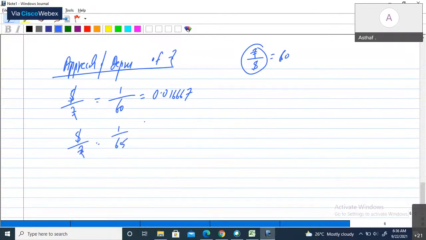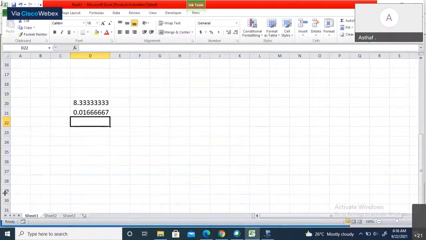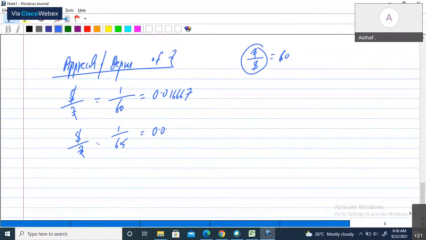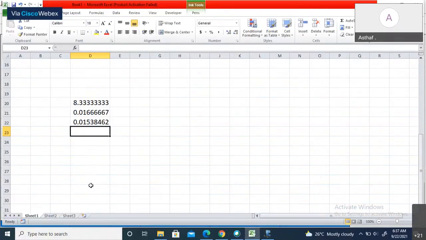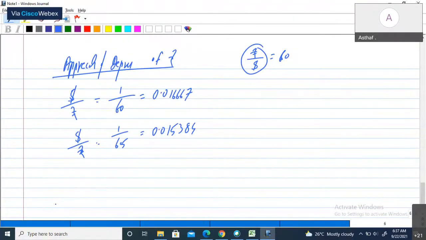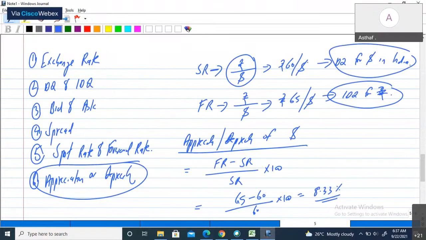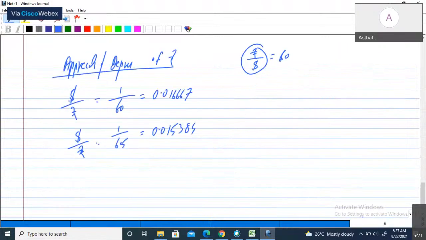Now for the next one, 1 divided by 65, which will be 0.015384. Sir, why do it like this? Because we want to know the appreciation or depreciation of the rupee. Here the expression is from the perspective of the dollar, that is, the direct quote is dollar only. So if you want to do rupee, this is the one-unit rate of rupee against dollar.